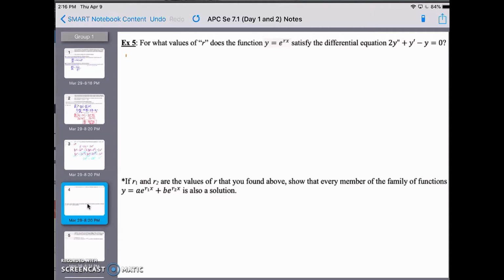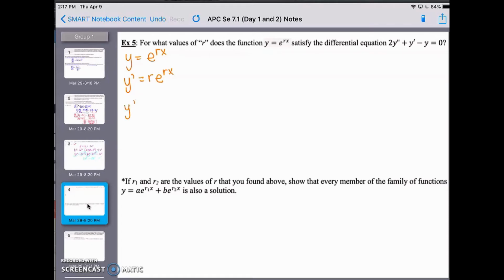So we are given that y is equal to e to the rx power. Now, in this case, because they say for what values of r does this function satisfy the differential equation, we are assuming that r is some constant. So treat r as a number or as a coefficient. So then if we're going to take the first derivative, that would be y prime. That is going to be equal to e to the u, or e to the rx, but then times the derivative of the exponent. The derivative of r times x would just be r. So we end up with r e to the rx.